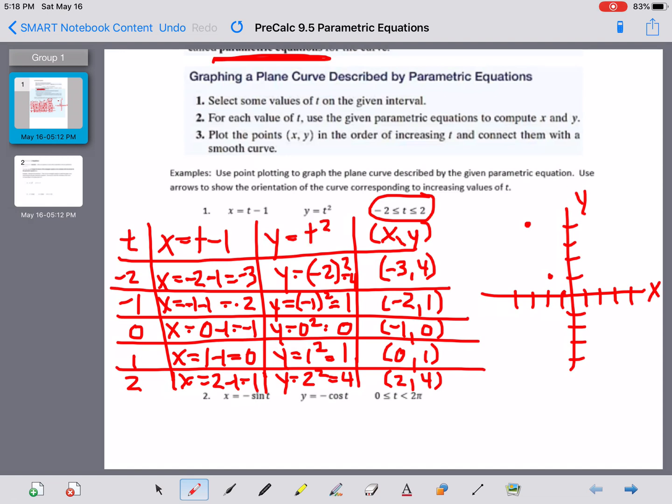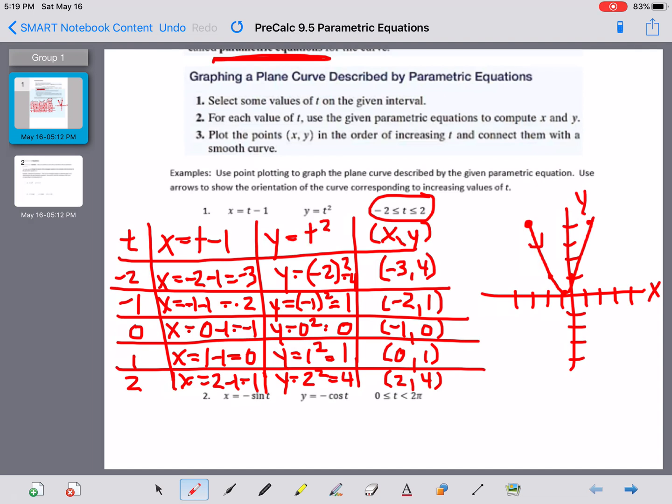-1, 0. 0, 1. And 2, 4. Okay? So it says to graph them and connect them in a smooth curve. So I started here, and I'm going to connect them, because remember, if we would have plugged in those decimals, we would have found those. Okay, I start here. That's a definite start point.